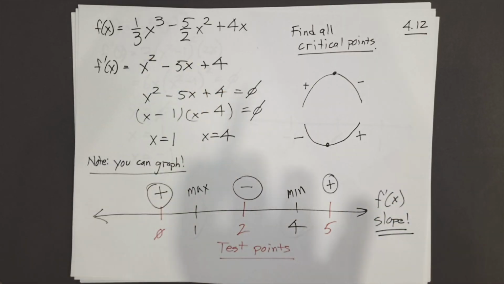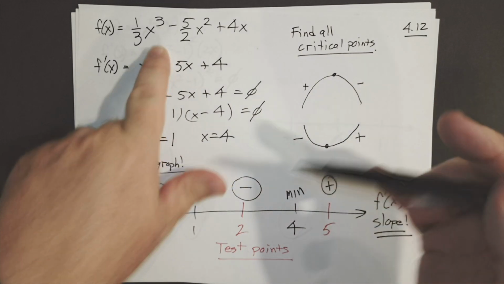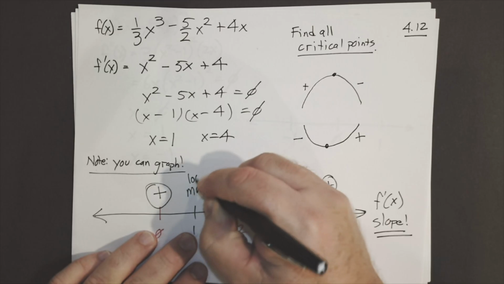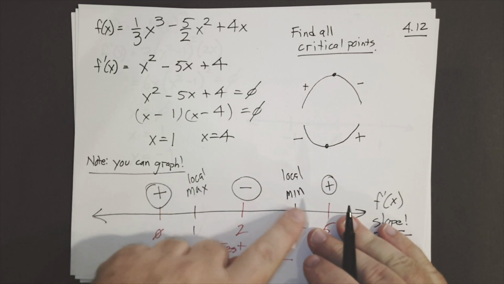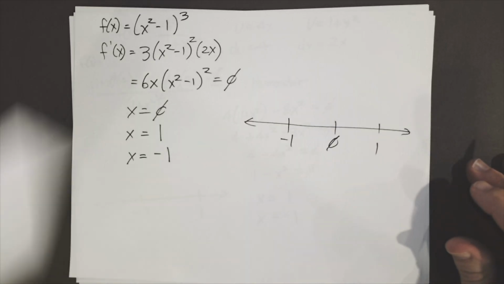This is a cubic equation. This goes off to positive infinity as I go to the right, and it goes off to negative infinity as I go to the left. So these are both locals. Local max, local min. Okay? We're going to look at some more examples here.